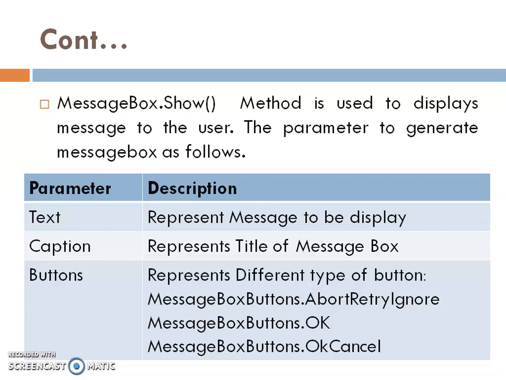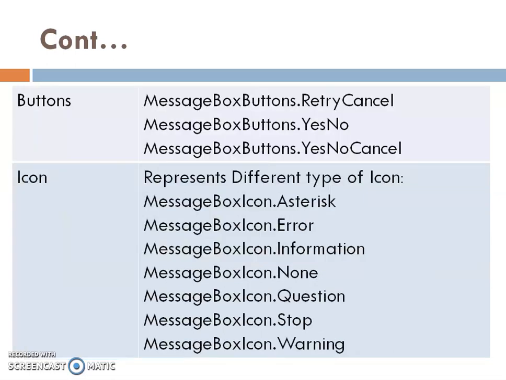Now we write the buttons using the following coding: MessageBoxButtons.OK, MessageBoxButtons.OKCancel. We take the different types of buttons using this coding. Now we give the different types of buttons: OK, Cancel, Yes, No, Cancel, Retry, Cancel, etc.